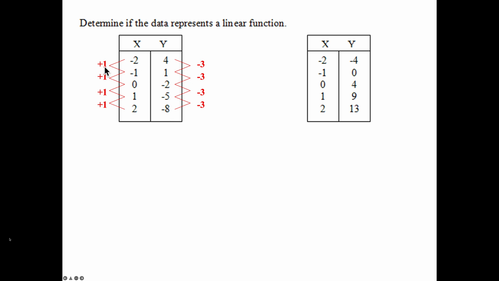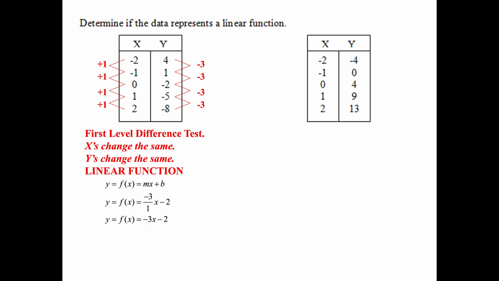Since these changes, the change in your y over the change in your x, that is technically your slope, your average rate of change. We also call this your first level difference test, and that's all about your y. So if your x's are counting by a consistent value, ones, go to your y's. If they are counting by a consistent value, this is what we call a first level test.